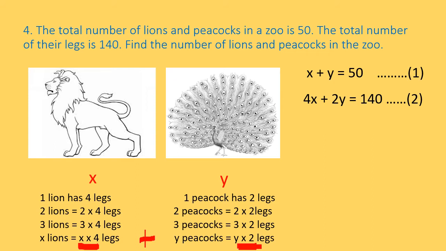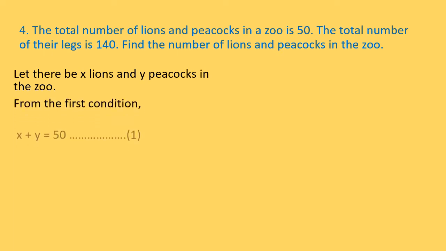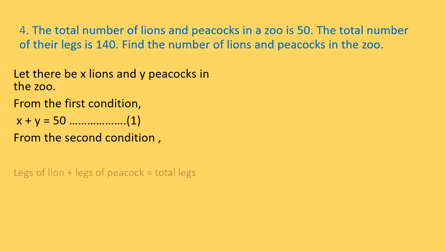So let us see how we are going to write down this answer. Let us see the solution of this question. So how do we write? We say let there be X lions and Y peacocks in the zoo. So from the first condition, X plus Y is equal to 50. Pretty simple. Now the total number of their legs. So from the second condition, the lion has 4 legs, so 4X, and the peacock has 2 legs, so 2Y.